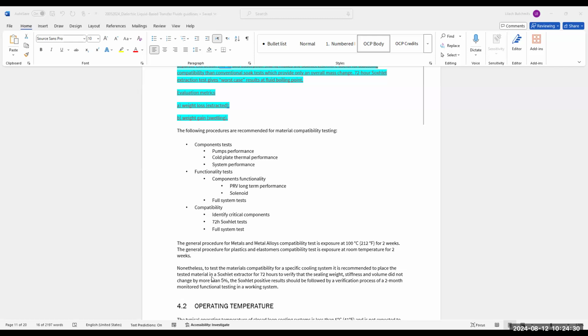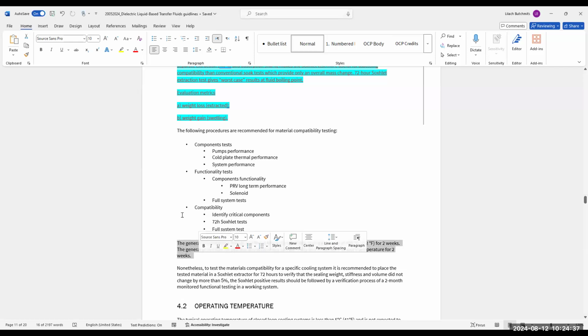You're relating to these two lines. Can you ask your question again? Yeah, I was just wondering if you were paying attention to erosion with fluid velocity in the metals and metal alloy tests. For this part of material compatibility, the answer is no. There's no velocity involved in this test. Thanks.